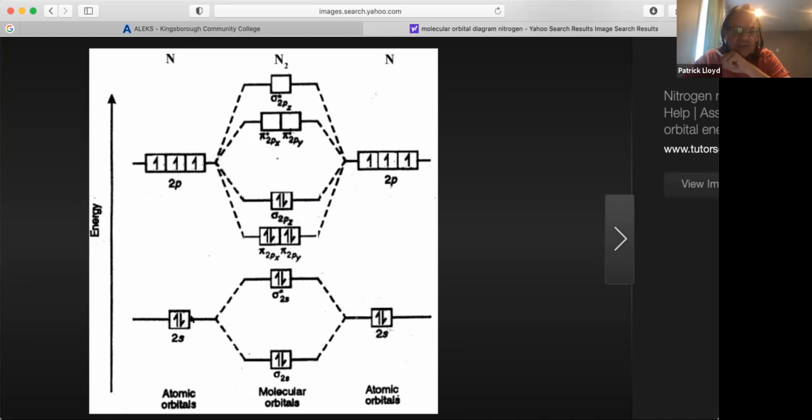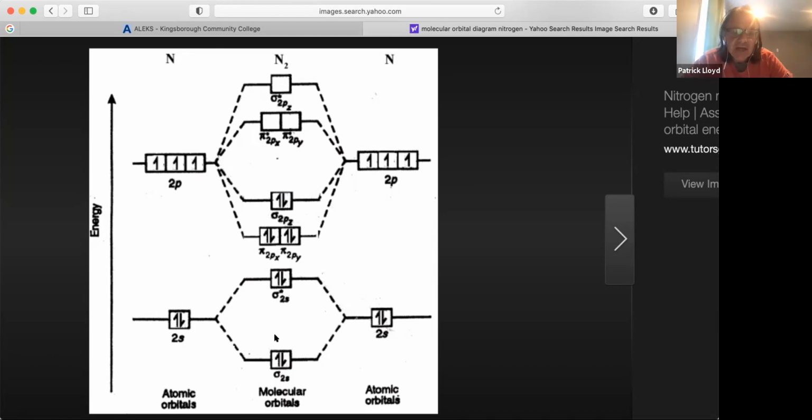So then here's the diagram that you look up. It's in Alex. It'll give it to you. You have this diagram, and you use the Aufbau principle. So you fill from the lowest energy molecular orbital to the highest, all the way till you run out of electrons. If you count up the number of electrons, you have 5 from this nitrogen, 5 from the other nitrogen, so that's 10. And you put them into these orbitals until you run out.